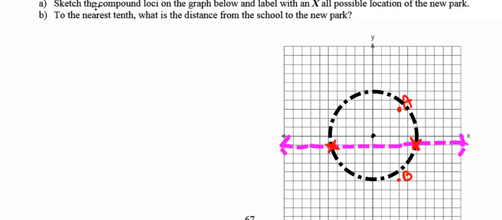Now that I've taken care of Part A, I'm going to go ahead and worry about Part B. It says to the nearest tenth, what is the distance from the school to the new park? So in other words, they want us to calculate or compute this distance from one of the 2 schools to the park. Well, I can pick either one of my 2 schools. I know that my school A is located at 3, 3, and I know that my school B is located at 3, -5.